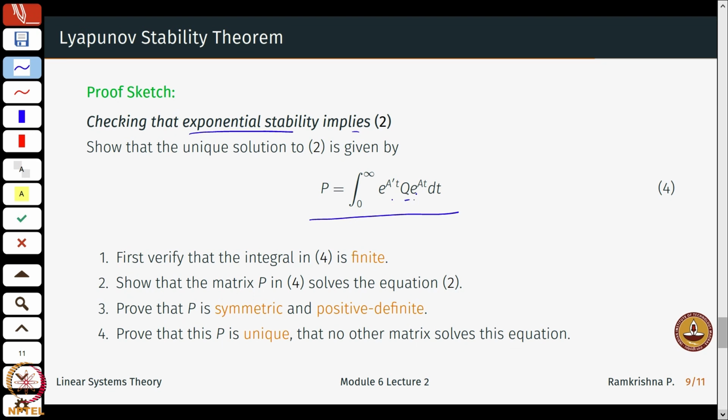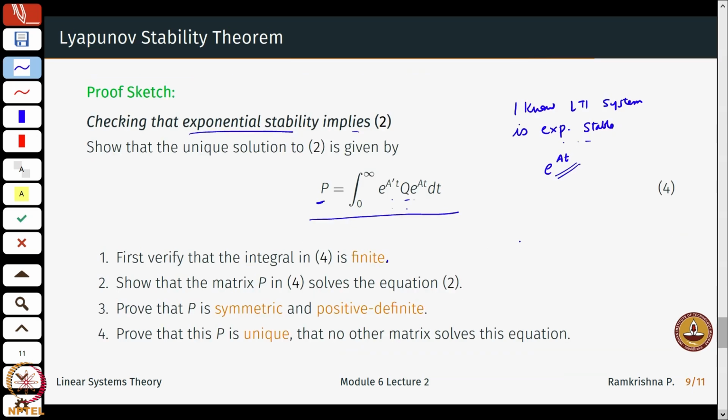0 to infinity and so on. I know that the system, the LTI system, is exponentially stable. First, I need to check the properties of this integral, that this integral actually converges, that it is actually finite. Second, I need to show that if the system is exponentially stable, which means e power A t converges exponentially fast and so on, then this P actually solves this equation.